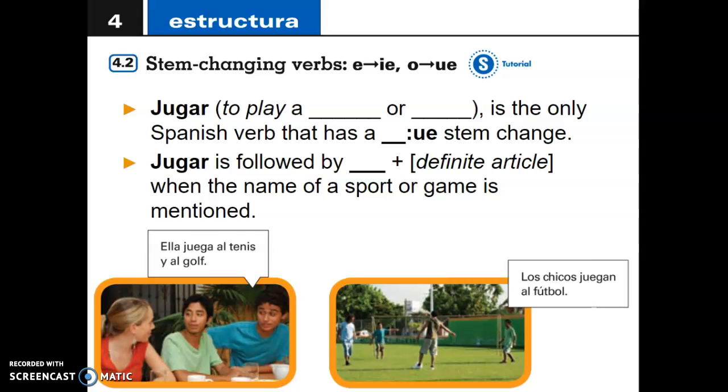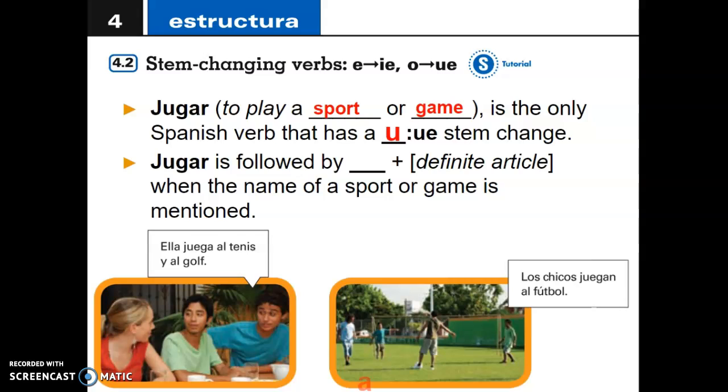Alright, jugar, hopefully you already know, means to play a sport or a game. Quick little disclaimer: you cannot use jugar as in to play an instrument. That's a different verb called tocar. And it is the only Spanish verb that has a U to UE stem change. So hopefully that's easy to remember.